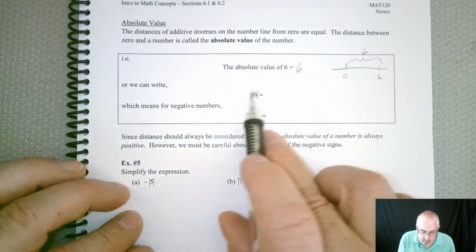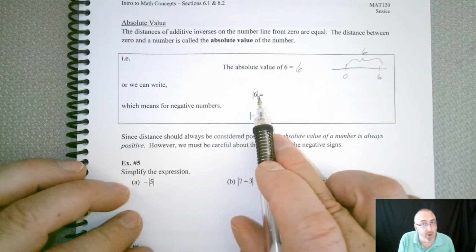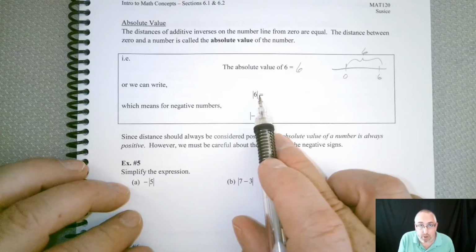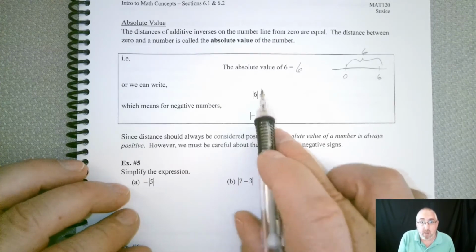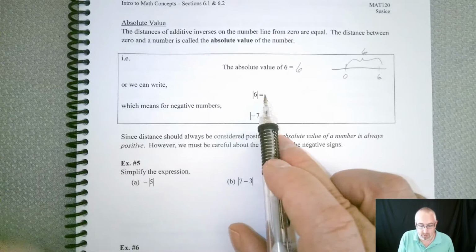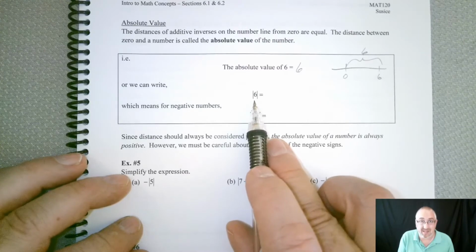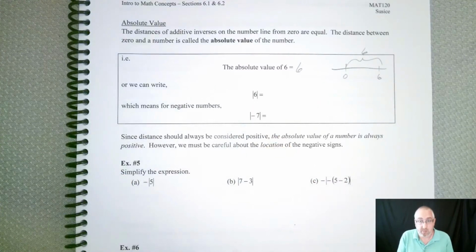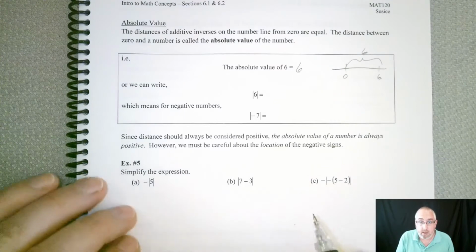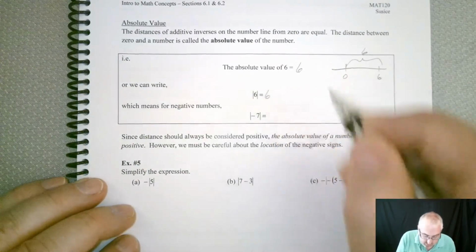Now, mathematicians are lazy. We don't like to write a lot of words if we don't have to. So if we can abbreviate stuff, that's what we're going to do. And that's what these vertical lines around the 6 mean. That means absolute value. So anytime you see this, it wants to know the distance between 0 and that number. So in this case, the answer is still 6.